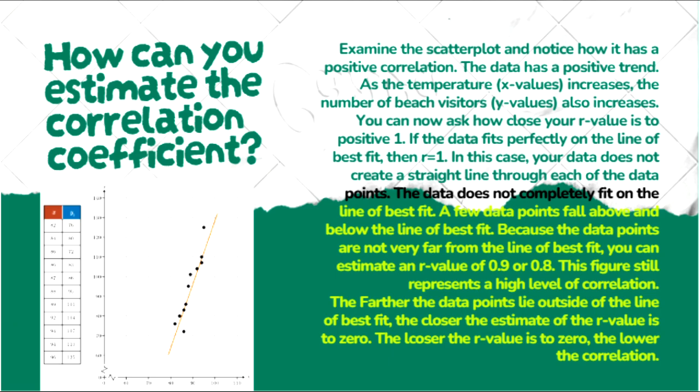Because the data points are not very far from the line of best fit, you can estimate an R value of 0.9 or 0.8. This figure still represents a high level of correlation. The farther the data points lie outside of the line of best fit, the closer the estimate of the R value is to 0. The closer the R value is to 0, the lower the correlation. So the closer the dots are to the line, the closer it's to 1. The more spread out they are, the closer it is to 0 when we're dealing with a positive line.